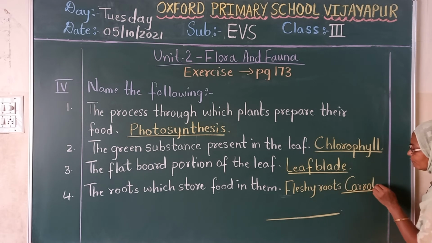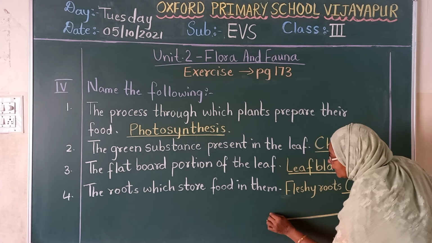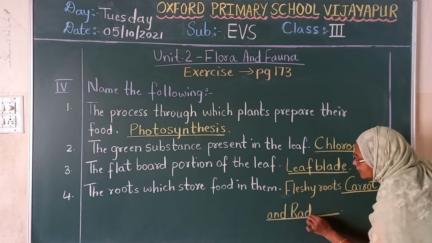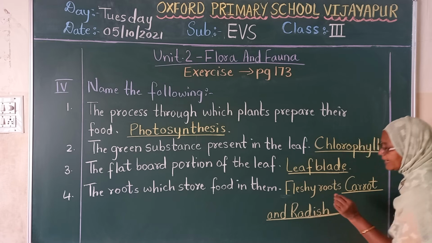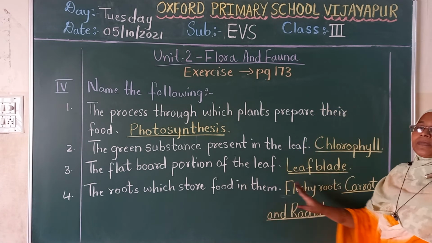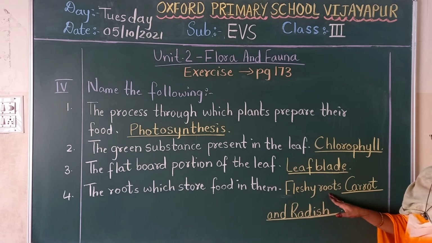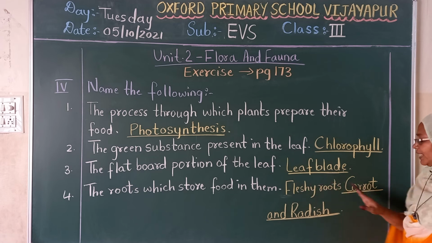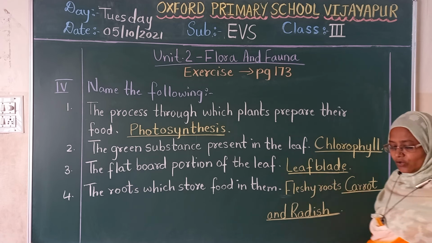carrot. We wash and eat it raw. Carrot and radish. R-A-D-I-S-H, radish. So the roots which store food in them, that is fleshy roots. So that you can understand, I have written here fleshy roots. You can write carrot and radish as your answer.